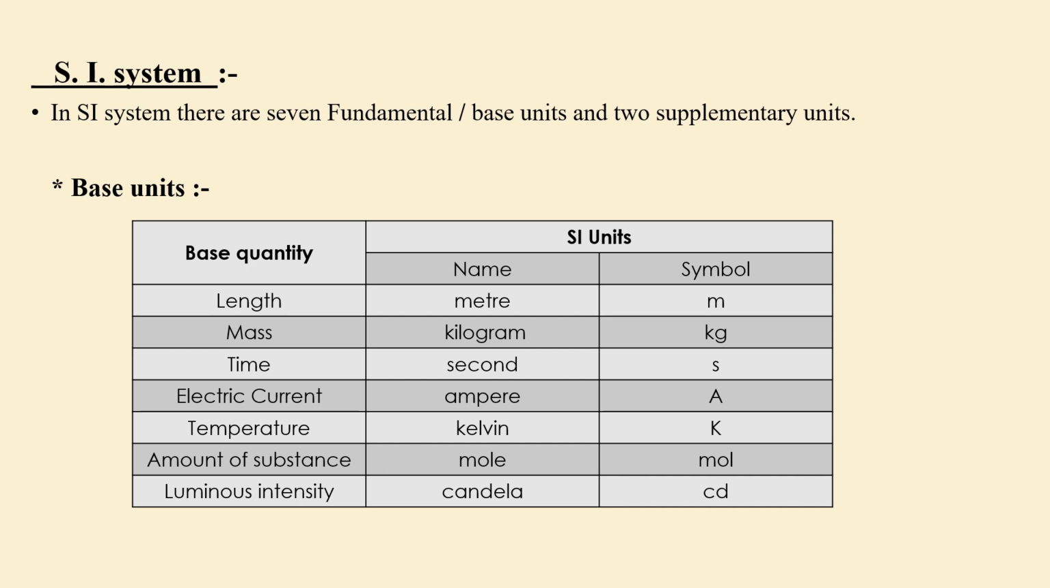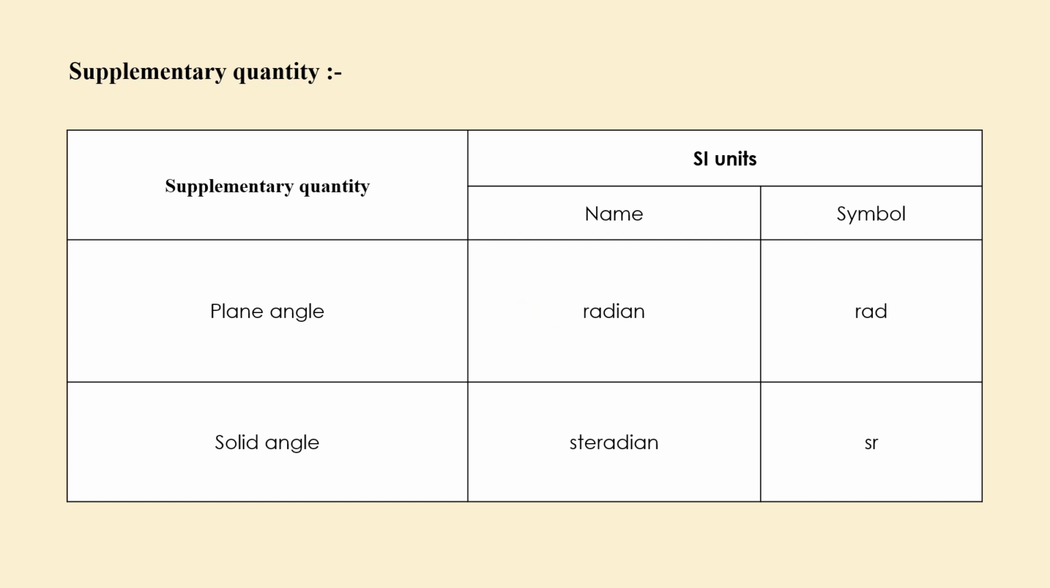Temperature. SI unit name is Kelvin with symbol K. Amount of substance. SI unit name is mole with symbol mol. Luminous intensity. SI unit name is candela with symbol cd. Supplementary quantity. There are 2 supplementary quantities. 1. Plane angle. SI unit name is radian with symbol rad. 2. Solid angle. SI unit name is steradian with symbol sr.